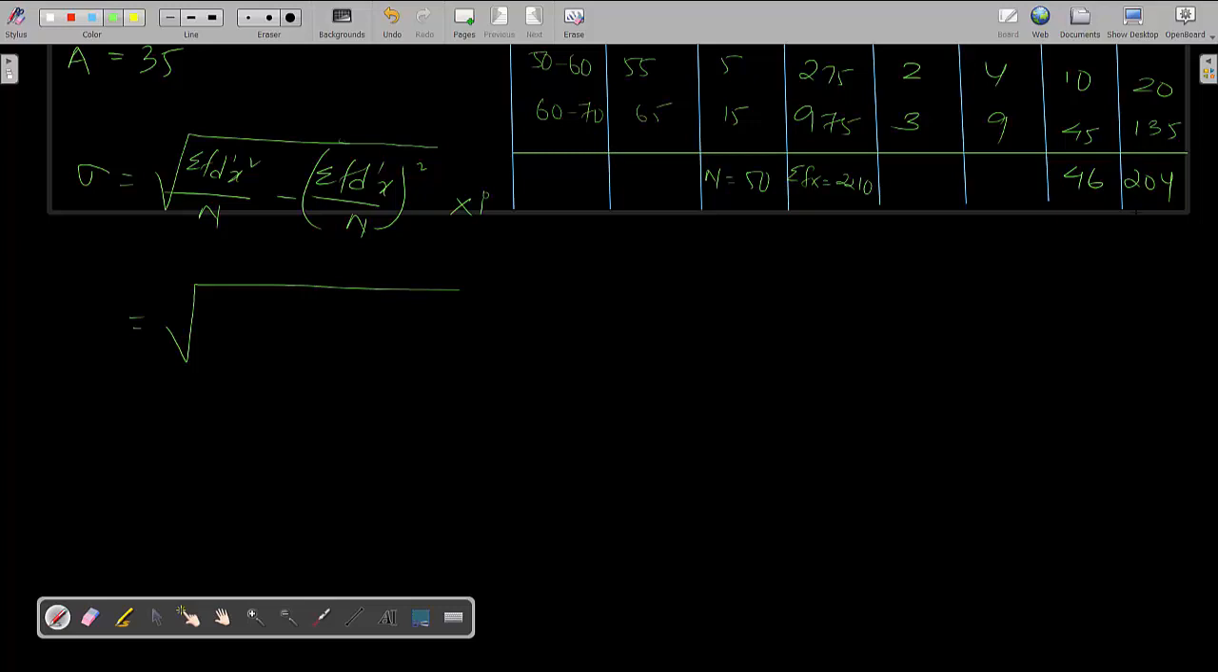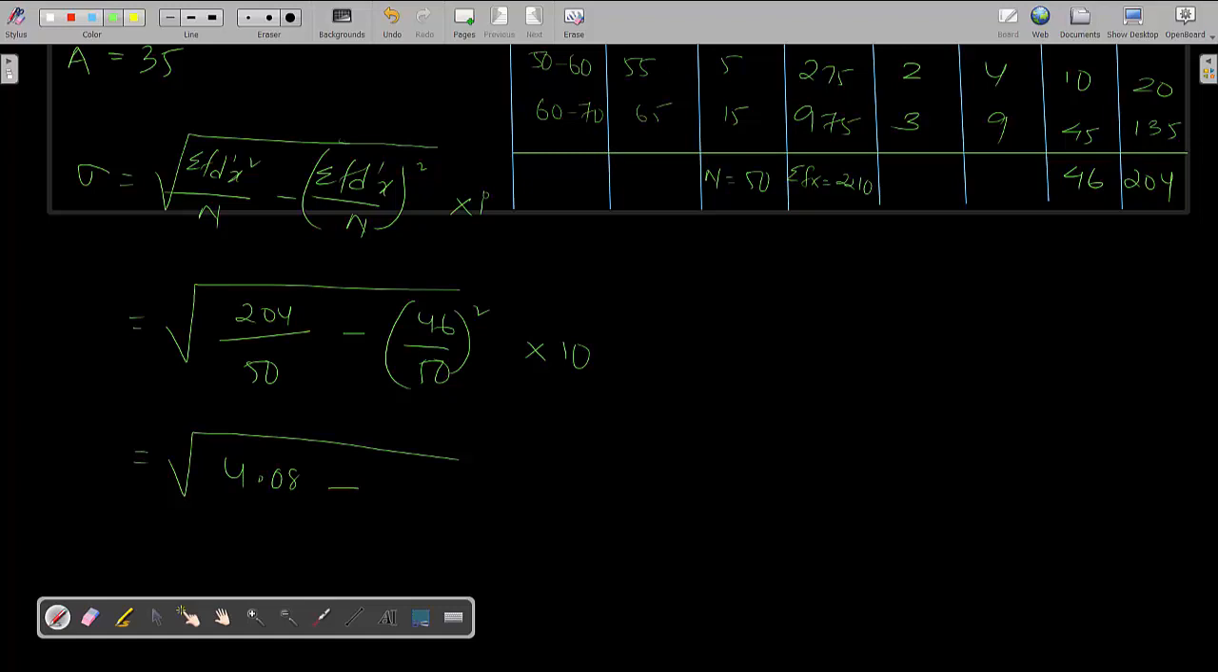Sigma fd dash square, we got 204. So 204 divided by 50 minus 46 by 50 whole square, into 10. Now if you divide 204 by 50, you should get 4.08. Okay, so now 46 into 46 is 2116, divided by 50 square, 2500, into 10.